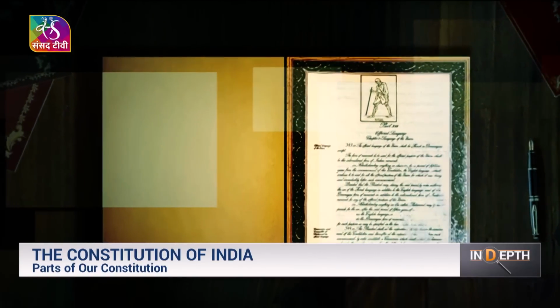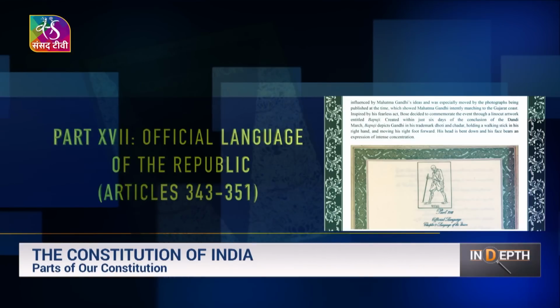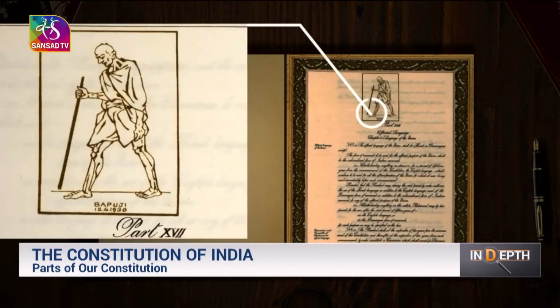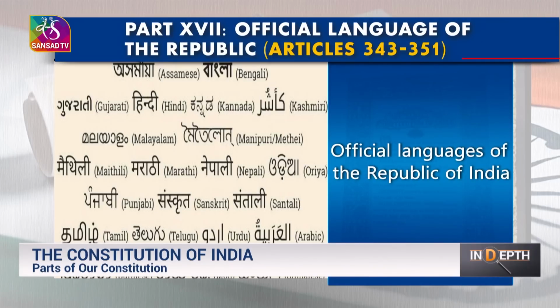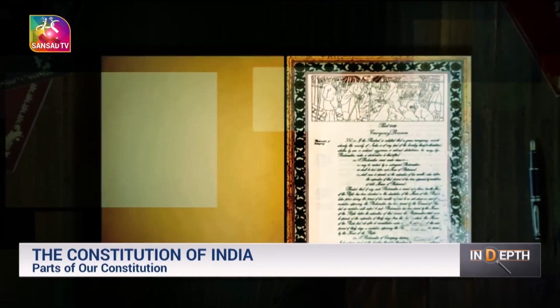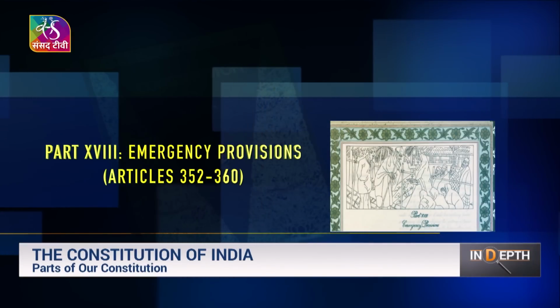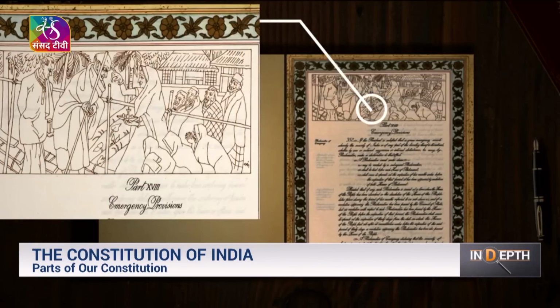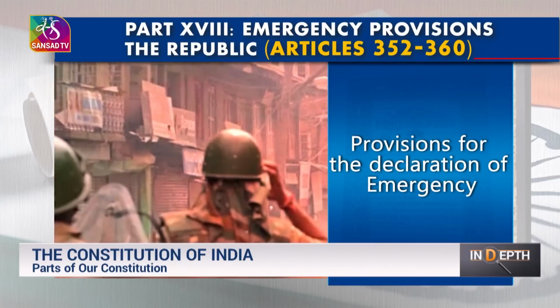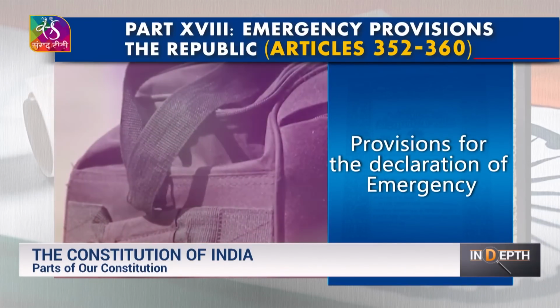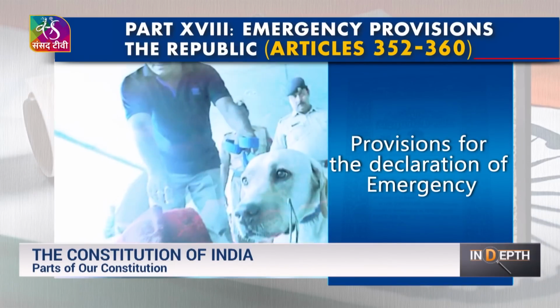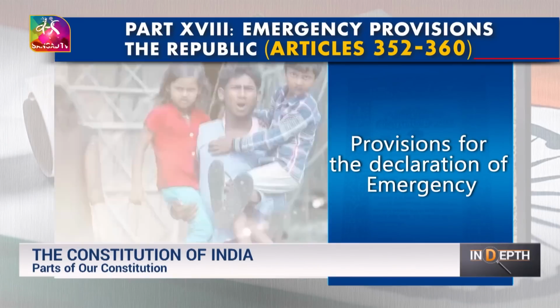Part 17. Official language of the Republic. This part specifies the official languages of the Republic of India. Part 18. Emergency provisions. This part outlines the provisions for the declaration of a national emergency, state emergency and financial emergency in cases of war, internal disturbance or financial instability.